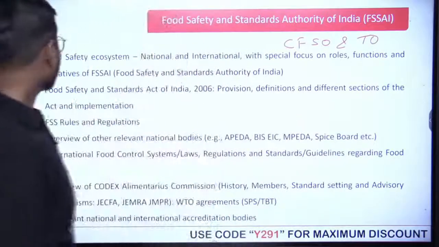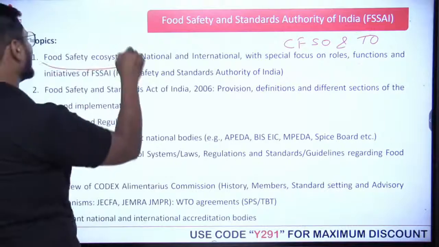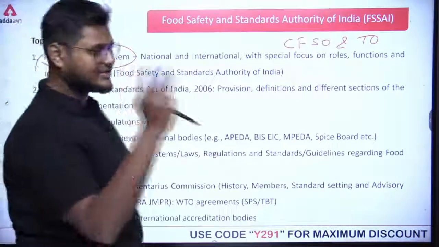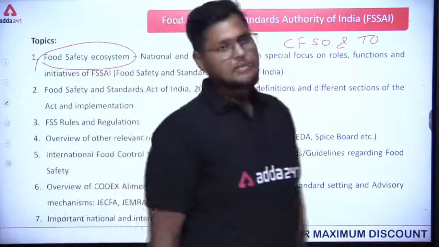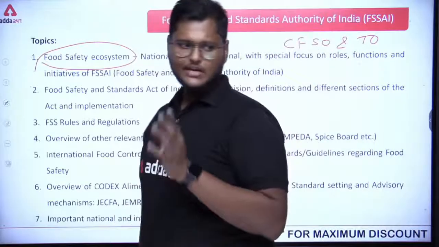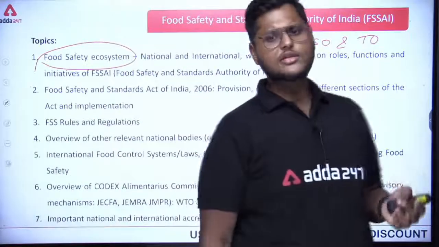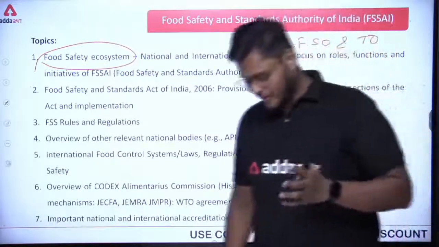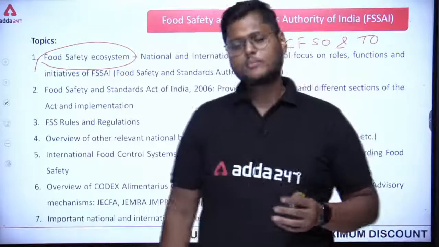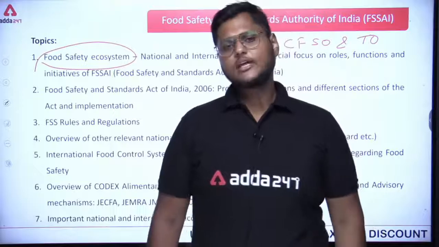So what are these topics here? First one is the food safety ecosystem. That means how food safety works. Food safety is a 3-way system here. 3-way system means government, consumers, and food business operators. That means the restaurants, dhabas, everyone, even a street food vendor also. So when these people are involved, it's the responsibility of all these 3 entities to take care of food safety.